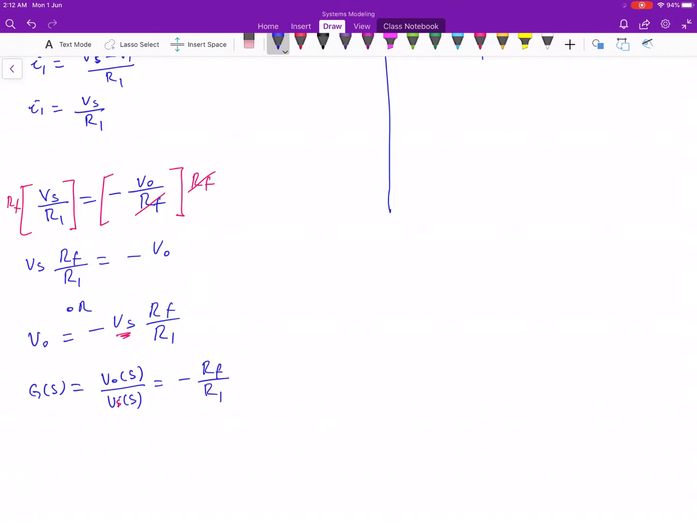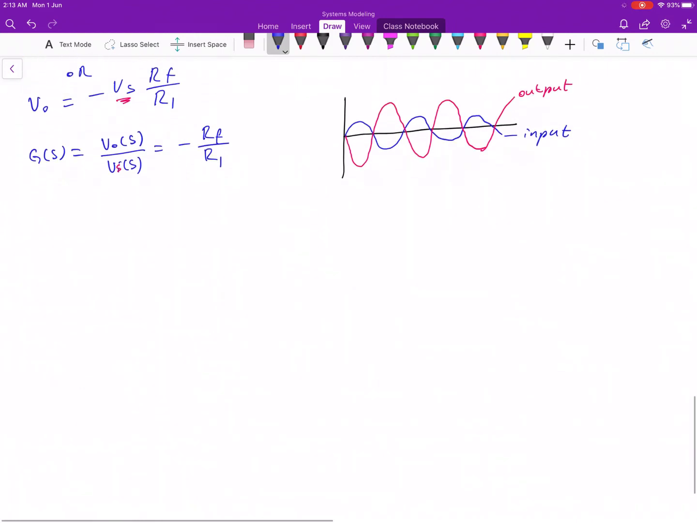So the output of this op-amp, let's assume that your input is just that sine wave. And we want maybe our output to be amplified. So the output is going to be a negative of that. So this will be our output, and this is our input.